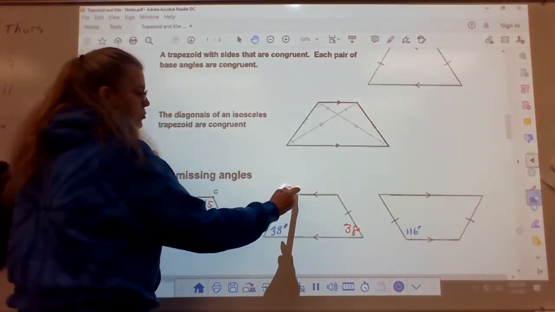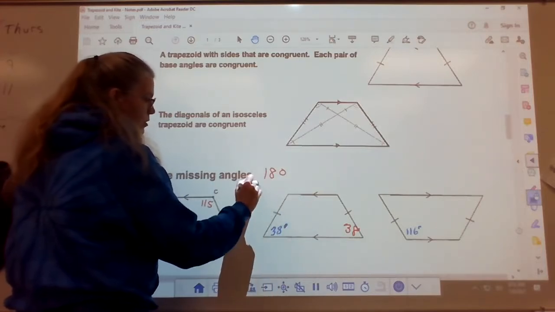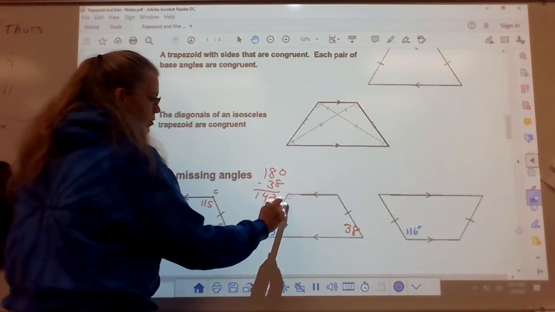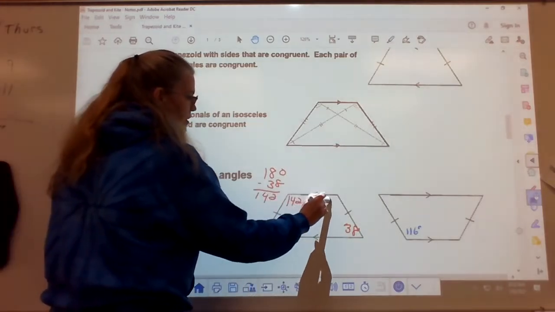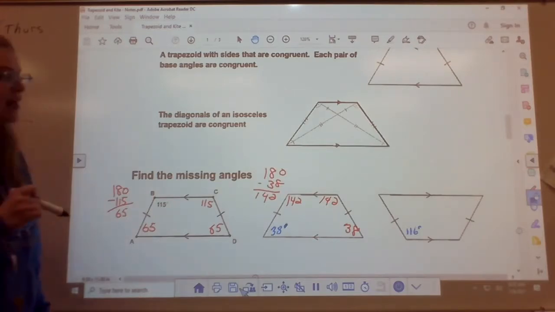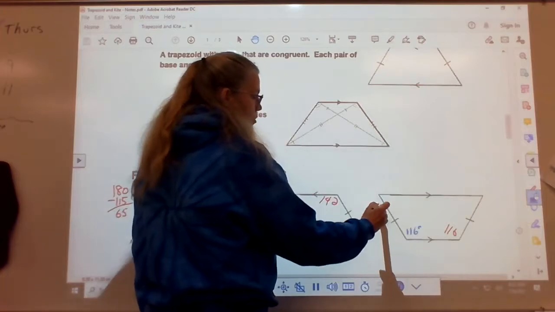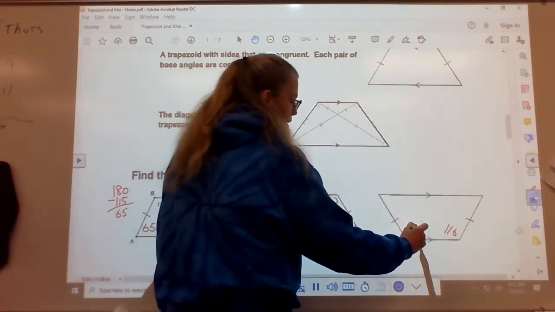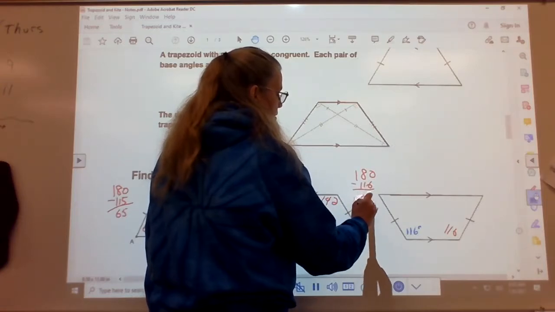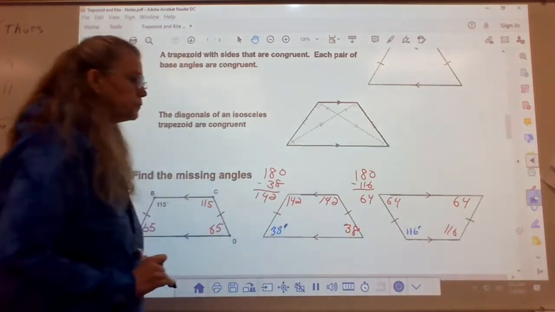Wrapping around the trapezoid has to add up to 180 because they're same side interior. I get 142. So 142 here and here. So those are 142s. Last one in this set, 116, 116. Coming around this corner has to add up to 180. So 180 subtract 116, 64. So I get a 64, 64.